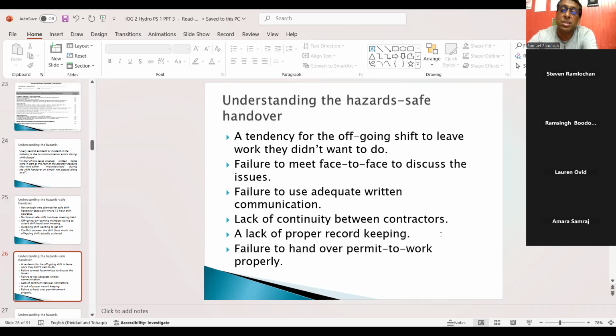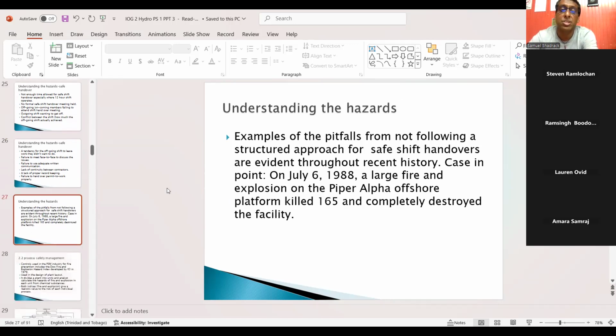Lack of continuity between contractors, a lack of proper record keeping. Again, that safe shift handover form is a critical document. It must be kept. Failure to hand over permit to work properly. And again, that has been the cause of many accidents throughout history as well, which is what we're seeing here. Examples of the pitfalls from not following a structured approach for safe shift handover are evident throughout recent history. Case in point, on July 6, 1988, a large fire and explosion on the Piper Alpha offshore platform killed 165, some say 167, and completely destroyed the facility.